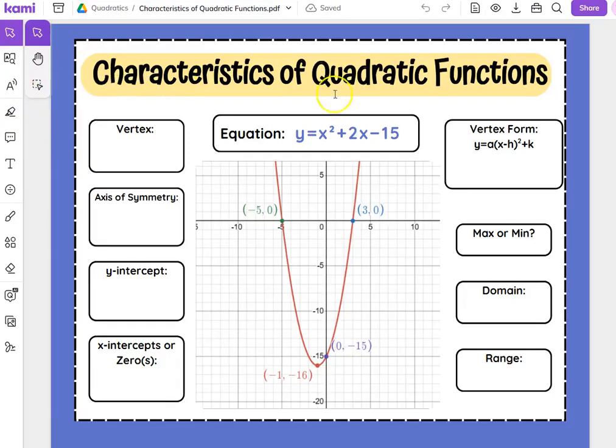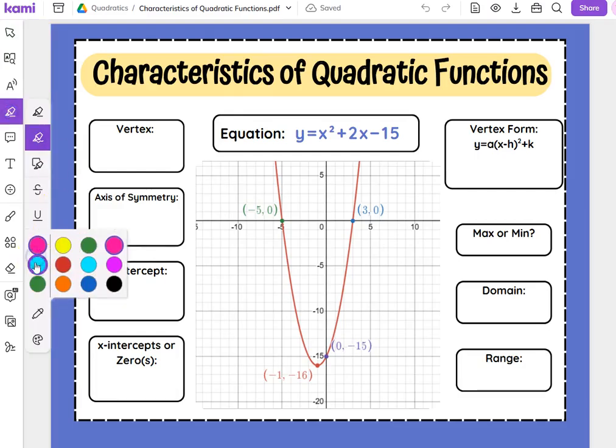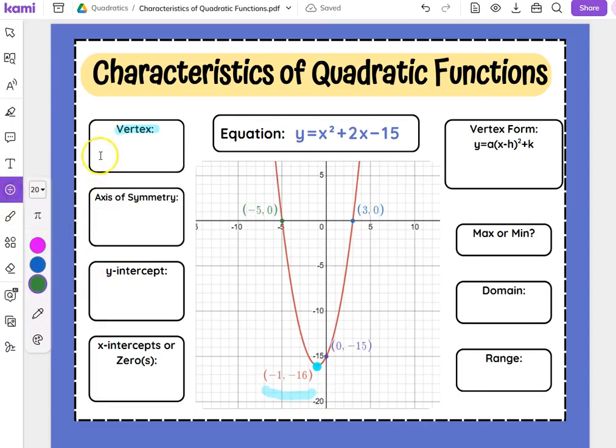All right, we're going to look at some characteristics of quadratic functions. We're going to start off by identifying what the parts of a quadratic function are. So let's start with our vertex. The vertex is the point that is at the lowest part of the graph. So in this case, our vertex is the point -1, -16.